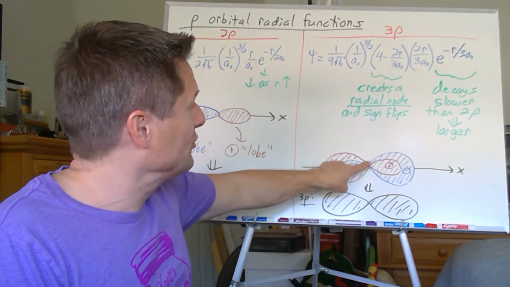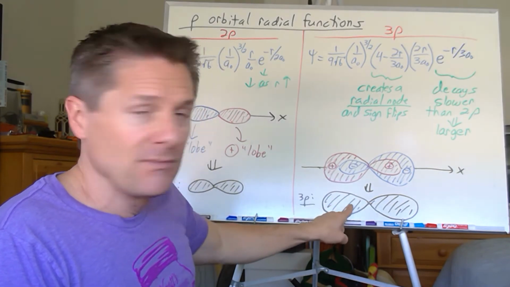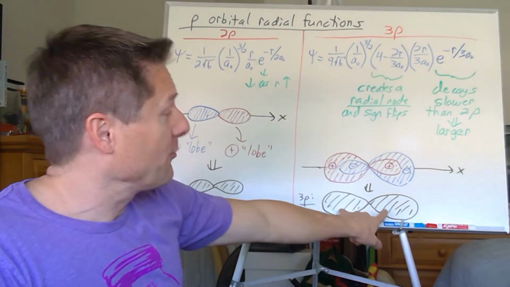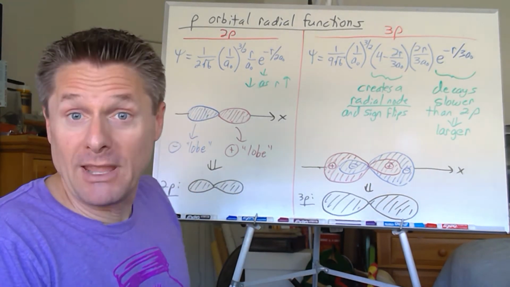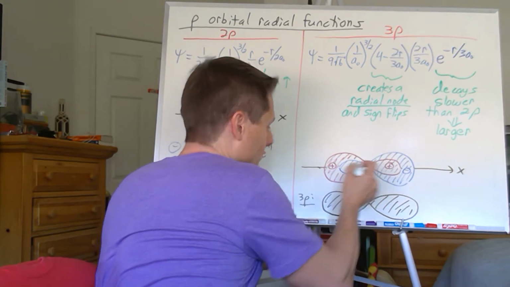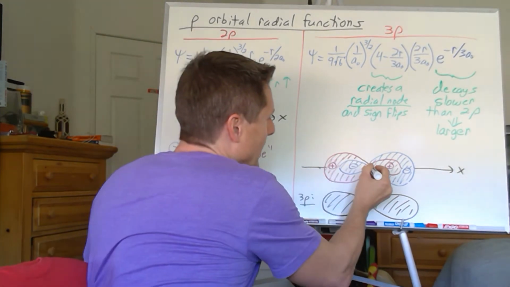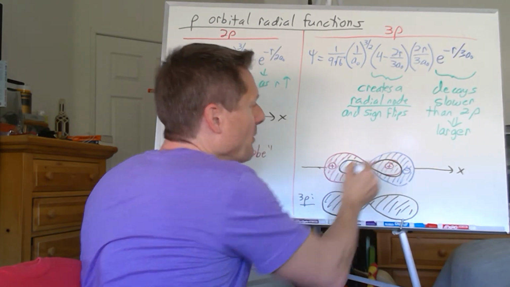So what we do is we just draw a 95% containment curve that covers the whole thing, and we don't worry about the signs. And the 3p is just two lobes, but bigger than the 2p. But really there's a radial node. I'll do that in black. There's a radial node right there where the probability goes to 0.